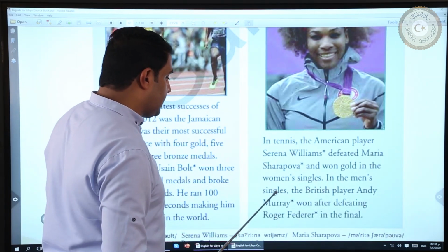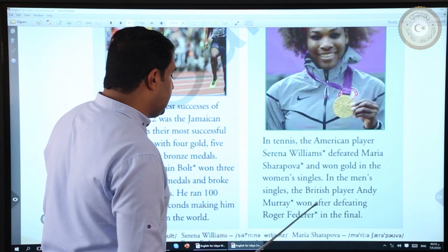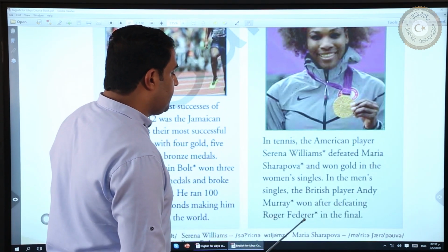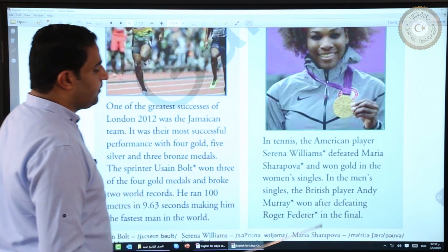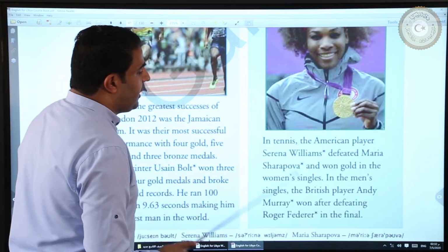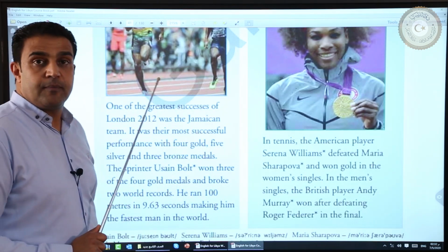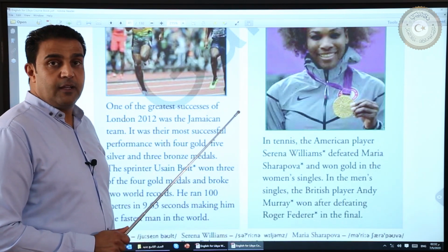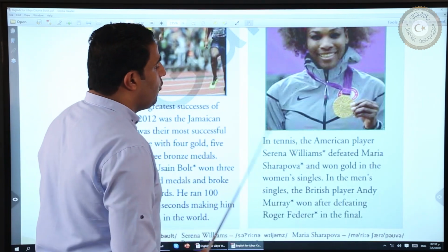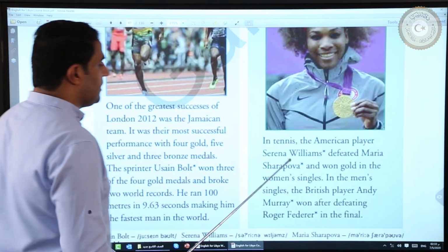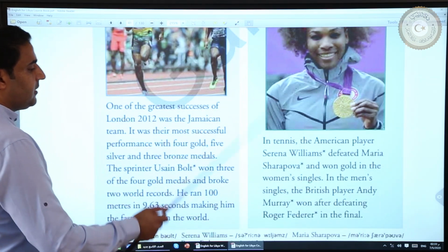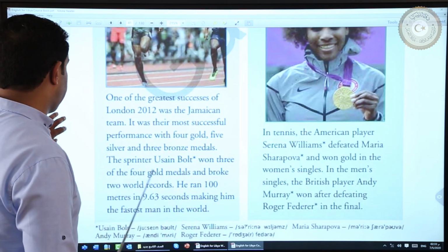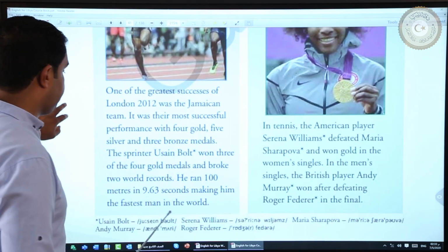In the men's singles, the British player Andy Murray won after defeating Roger Federer in the final. So, here they are talking about the achievements of the players, إنجازاتهم, and what they got from their achievements here. Gold medals, silver medals, and bronze medals, and broken records.